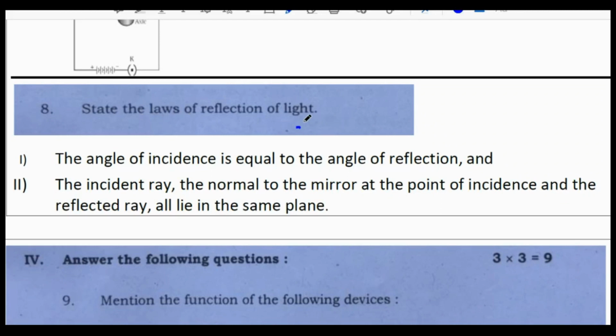State the laws of reflection of light. There are two main laws in reflection of light. The angle of incidence is equal to the angle of reflection, and the incident ray, the normal to the mirror at the point of incidence, and the reflected ray all lie in the same plane.